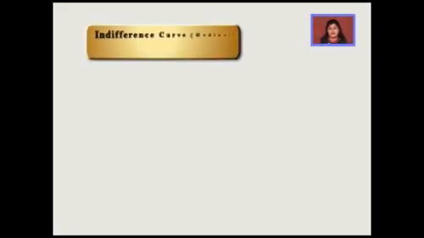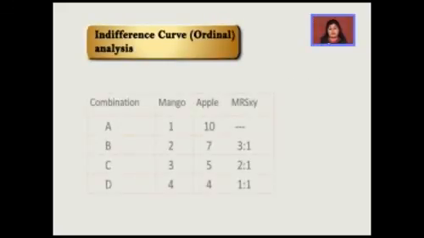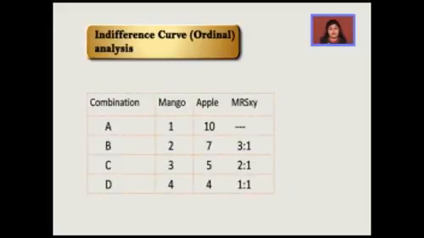Let me show it with the help of a table. Supposedly, you are consuming two goods, namely mango and apple. You have one mango and 10 apples, but now you want two mangoes. So you'll probably forego 3 apples. So this means the marginal rate of substitution would be 3:1.